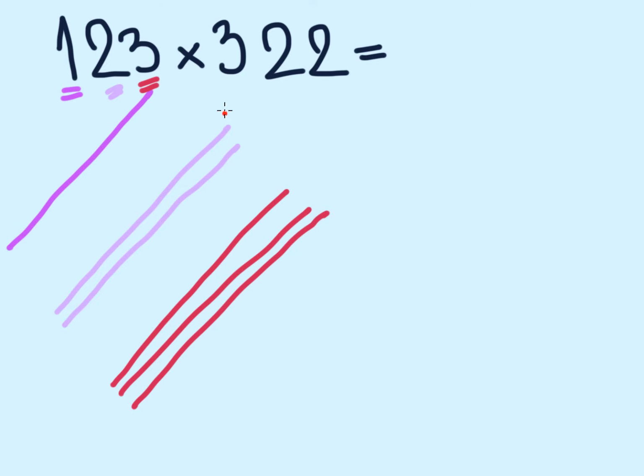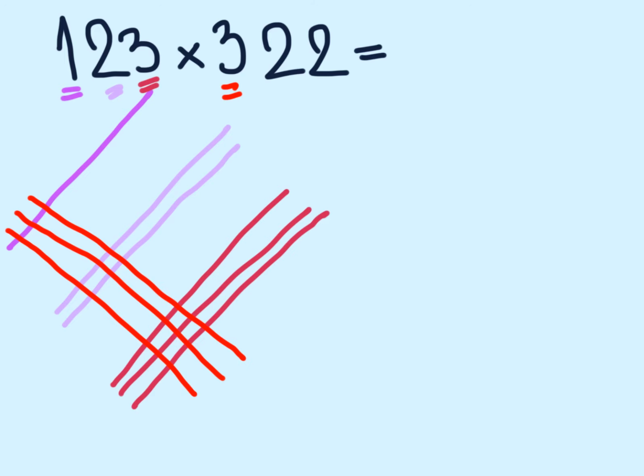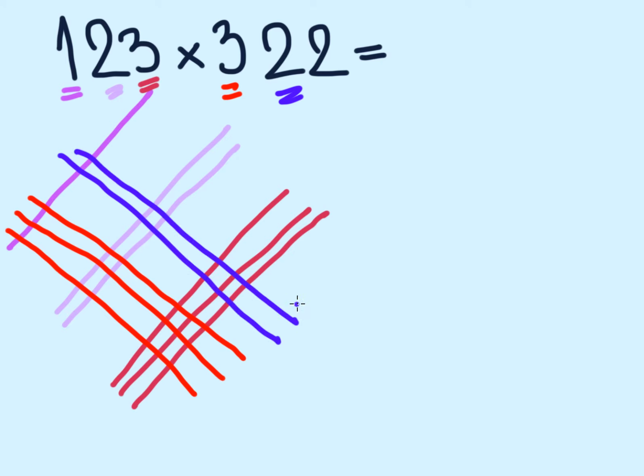And then we'll go to the second number, 3. So we'll have 1, 2, and 3. And then we'll have another 2 lines, 1 and 2. And then for the last one, we'll have another 2 lines, 1 and 2.